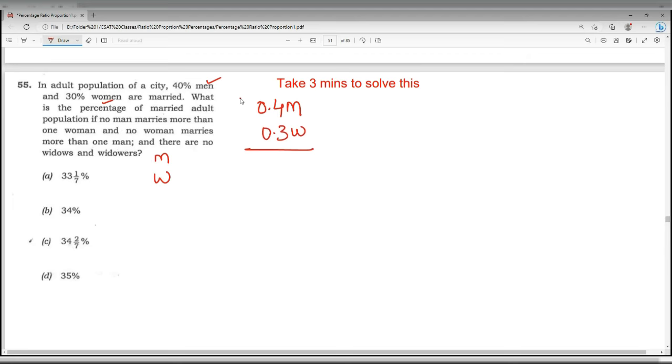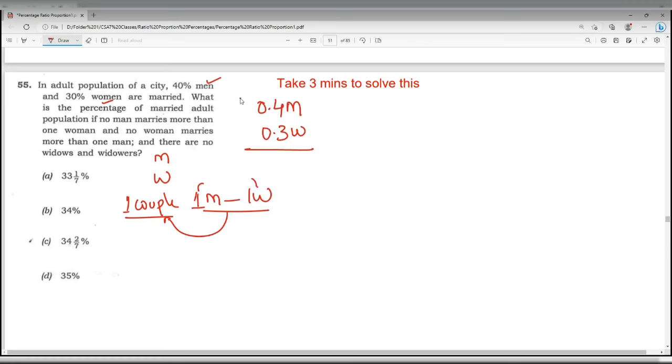We normally know that in one pair, one couple, there are one man and one woman, and they both make a couple. This is one jodi, or one couple. So in every couple, there are equal numbers of men and women.